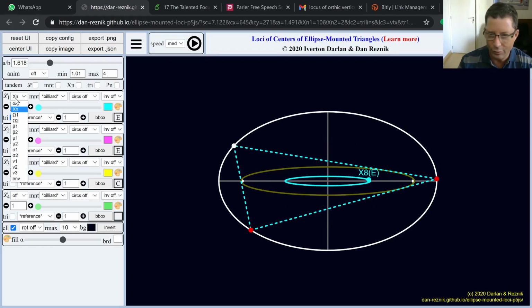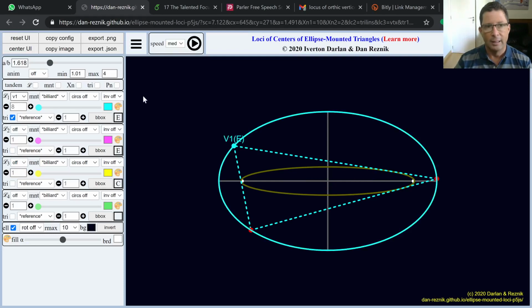This allows me to choose the type of triangle center or locus type that I'm interested in seeing. I'm just going to go over the next important one, which appears down here, which is V1, V2, and V3. This is actually going to show me the locus of a particular vertex of my triangle family. So let's go ahead and select V1.